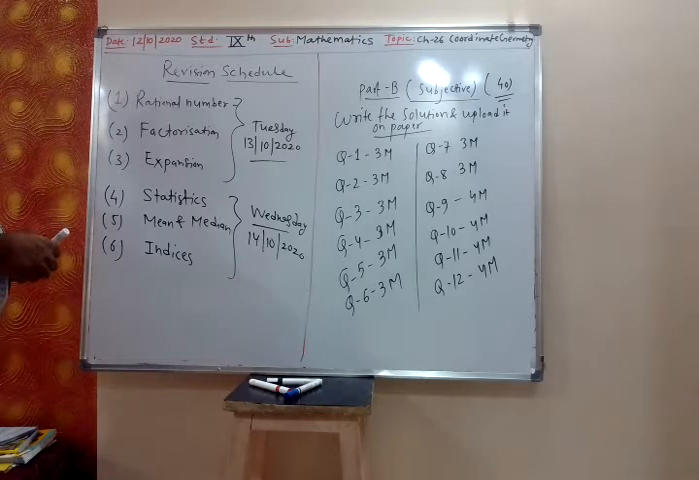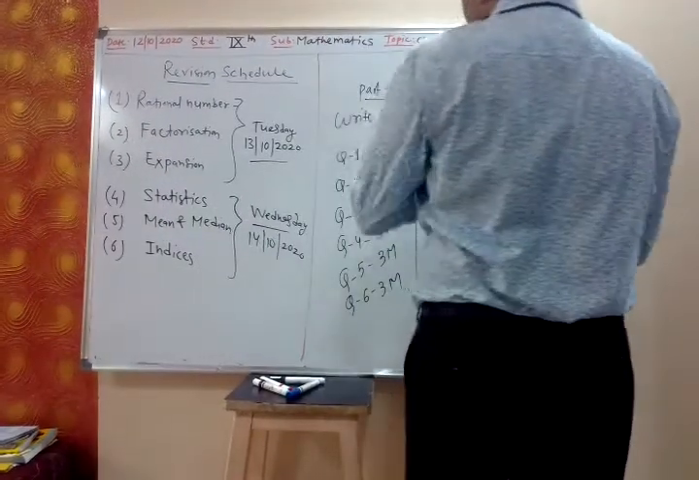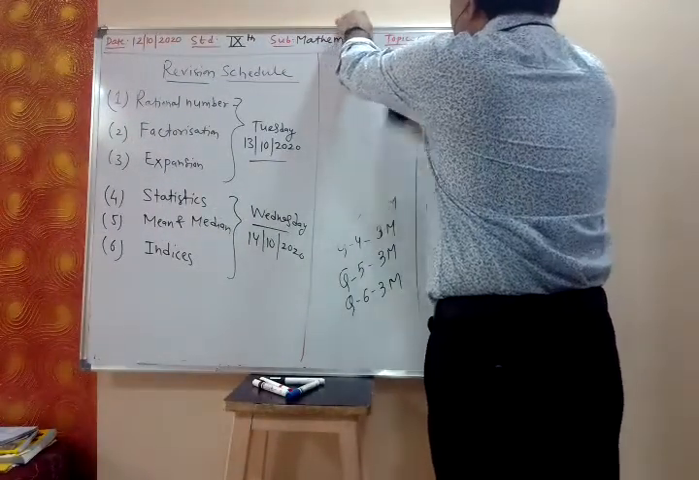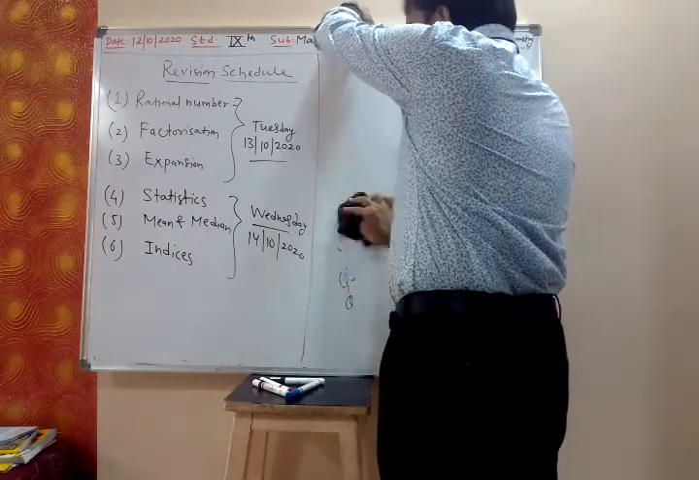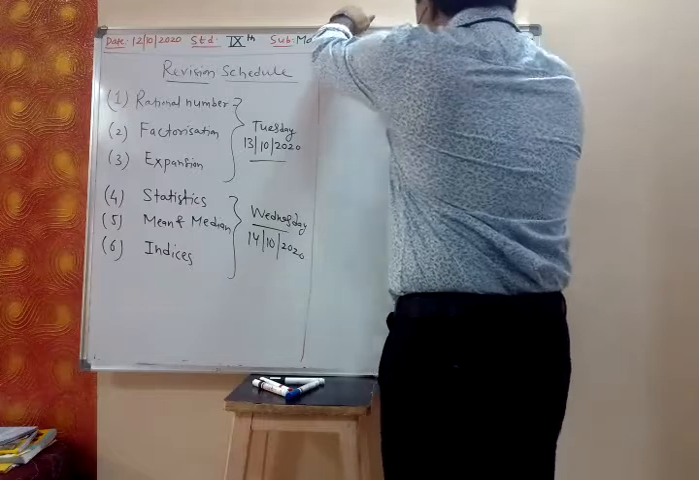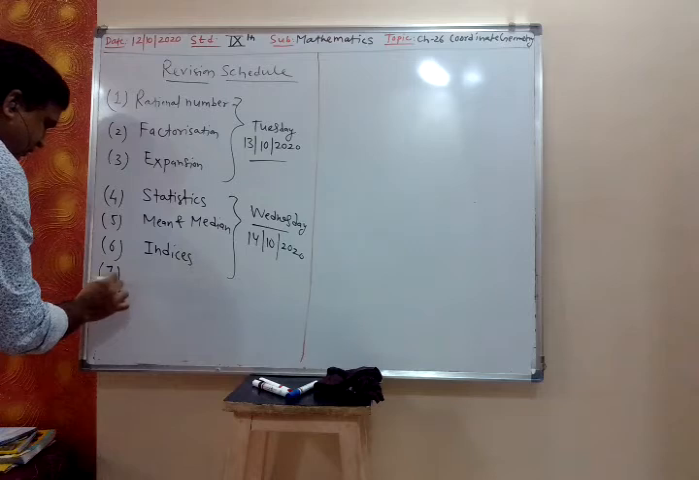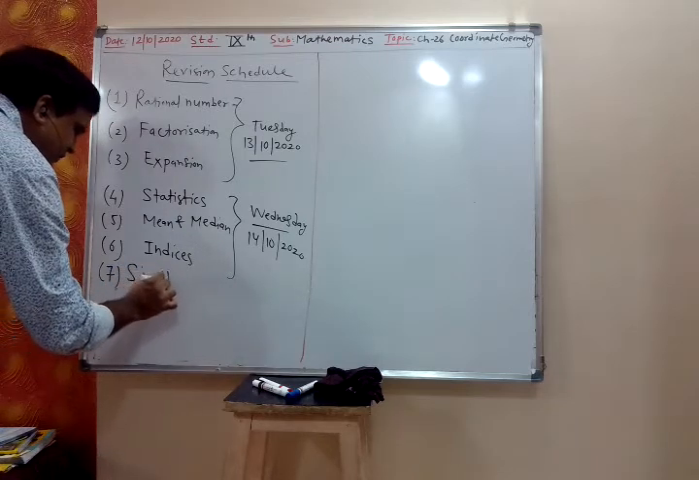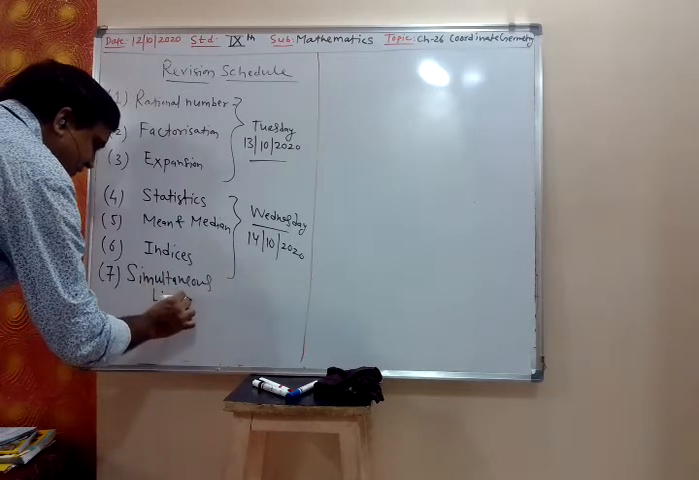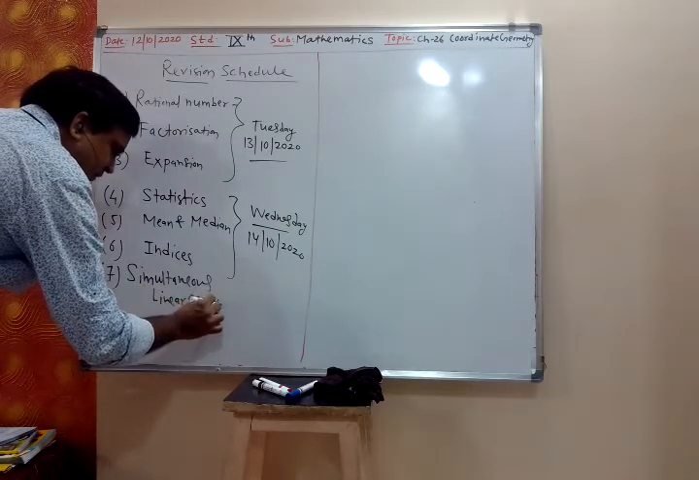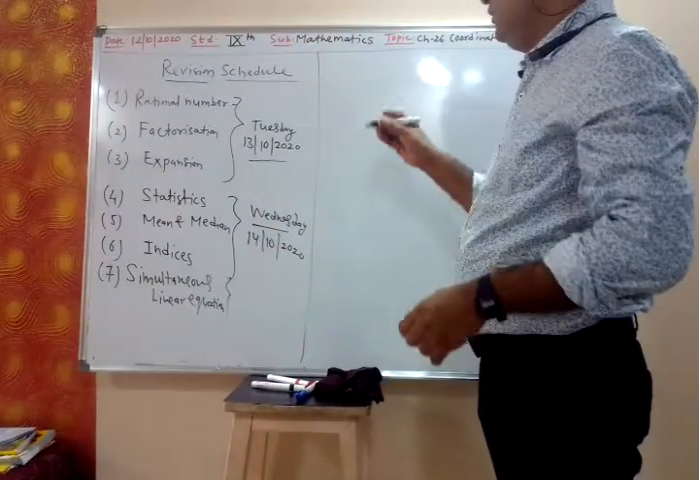Now after this, which chapters are left? Trigonometry, and total there are 11 chapters, no? So 3 plus 3 is 6. Wednesday we are having 2 periods, so let me include one more also, that is simultaneous linear equations. So this 4th chapter will be revised and the doubts cleared on Wednesday. Then complete trigonometry.